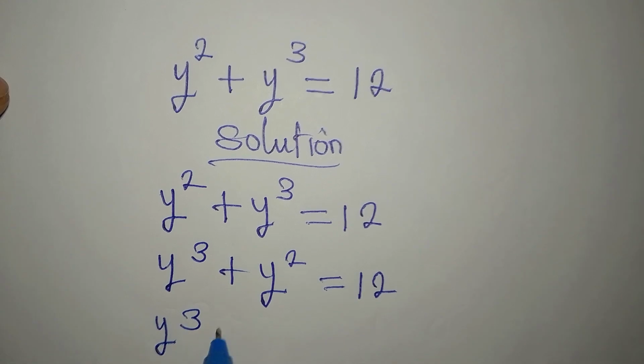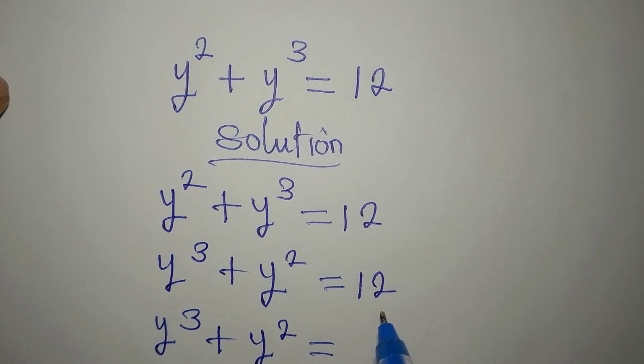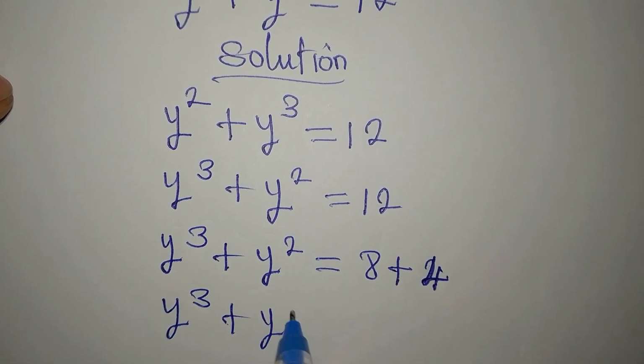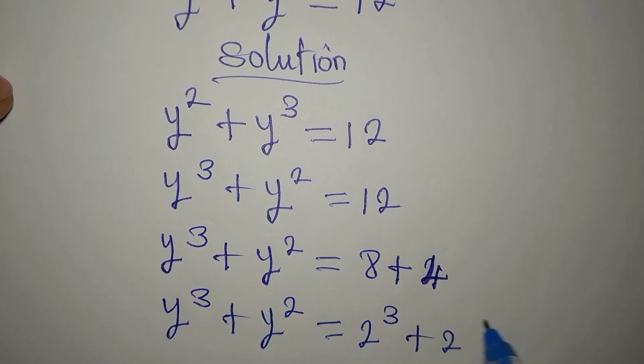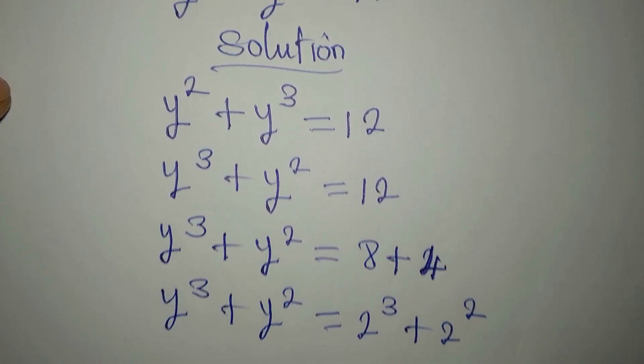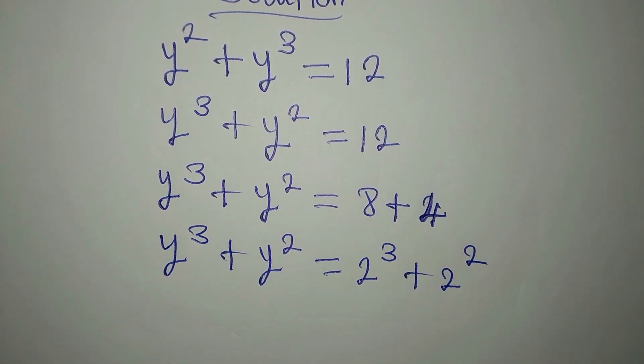So y to the power of 3 plus y to the power of 2 equals 12 here is the same thing as 8 plus 4, right? So that we can express what we have on the right in the form of what we are having on the left. So y to the power of 3 plus y to the power of 2 equals 2 to the power of 3 plus 2 to the power of 2. So this is to confirm that our y is truly 2. But then how do we get other solutions?